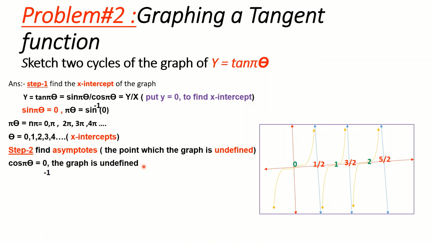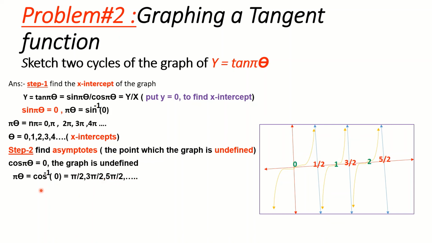When cos pi theta equals 0, the graph is undefined. Then take the cos inverse of this equation. So pi theta equals cos inverse of 0. Again, think which angles have cos value 0. It's like pi over 2, 90, 3 pi over 2, 270, and so on, 540.